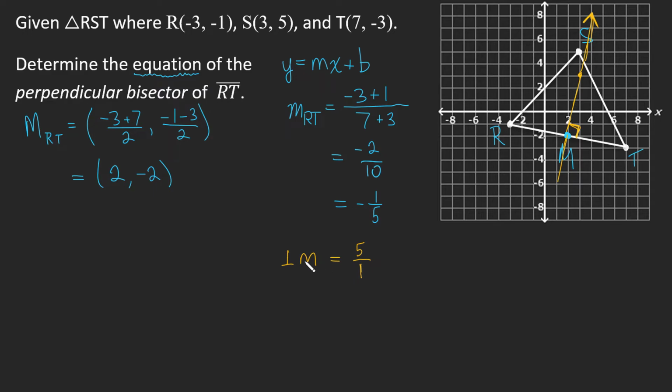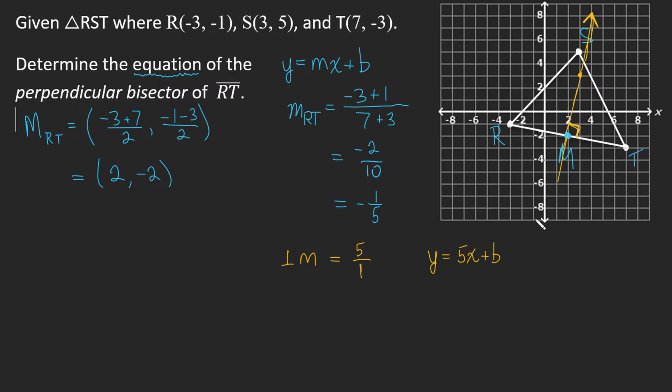So I'm almost there because I've got that perpendicular slope. Let's continue with the yellow here. I've got that slope of 5. How do I get the y-intercept? I mean, yeah, I could count, but I'm only lucky that my slope's a whole number. So let's do it mathematically.